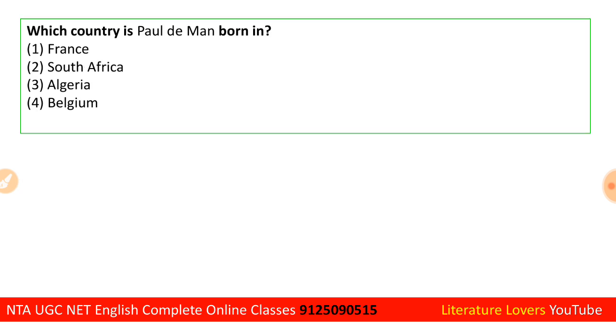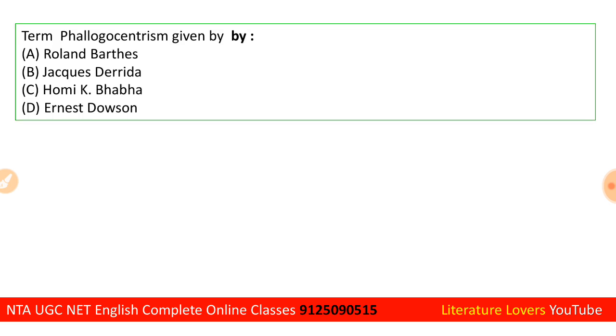Here is the next one. Which country was Paul de Man born in? France, South Africa, Algeria, or Belgium? So do select the right answer. So here is the correct answer. You can see, it's the fourth one, Belgium. So learners, yes, Paul de Man was born in Belgium, and he is known for his contribution to deconstruction.